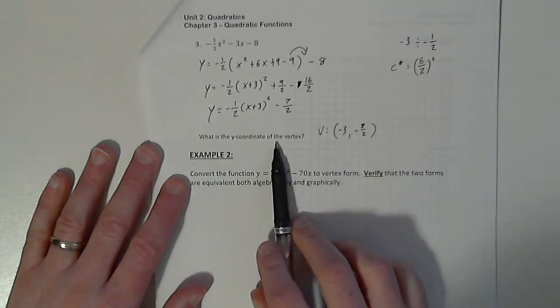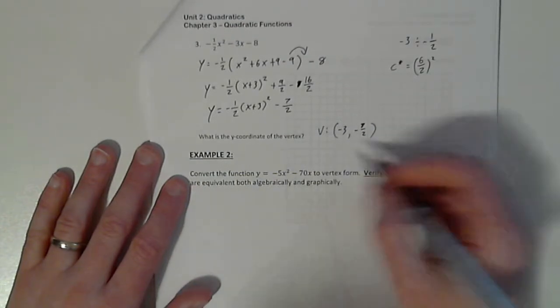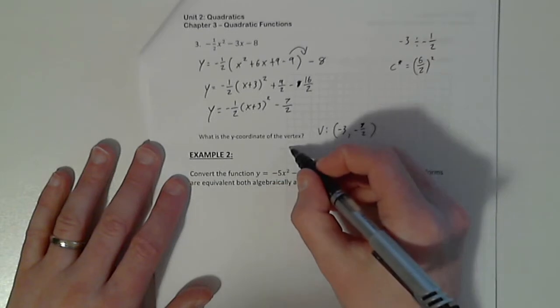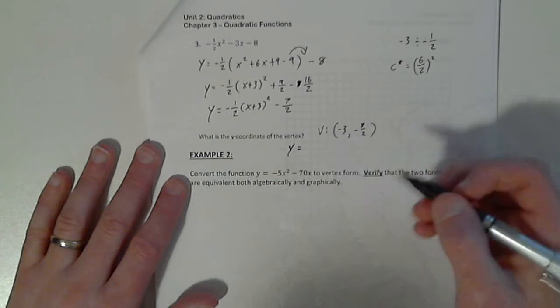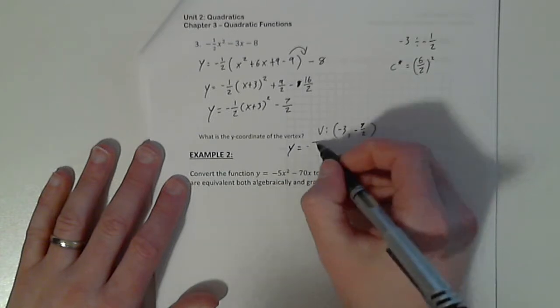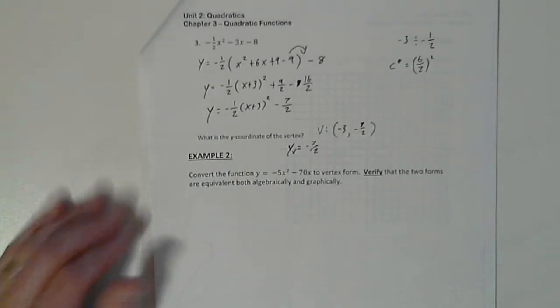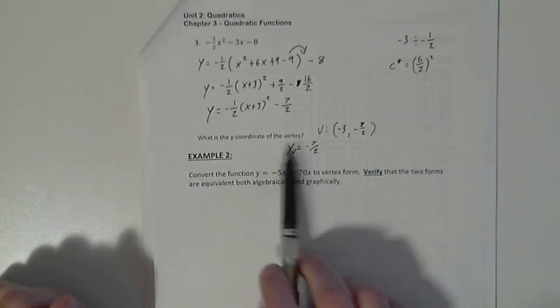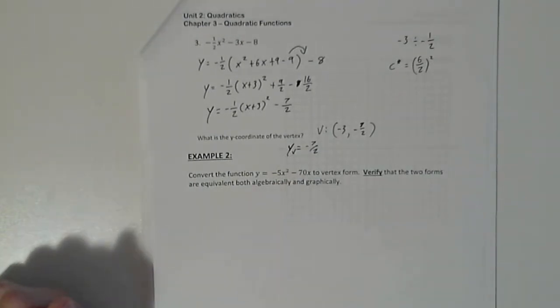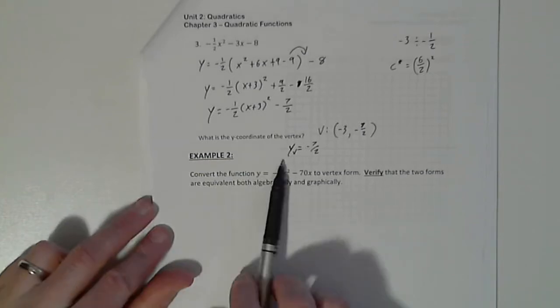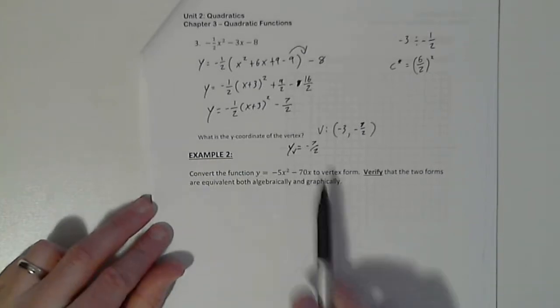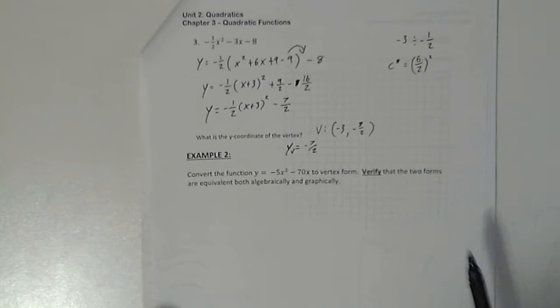What is the y-coordinate of the vertex? The y-coordinate of the vertex is equal to negative 7 halves. Y-coordinate of the vertex, maybe we'll call it. It's not good just to say y equals. You have to kind of say what you're solving for, unless it's directly under the question. Usually it's pretty clear, but I usually like to write something there.